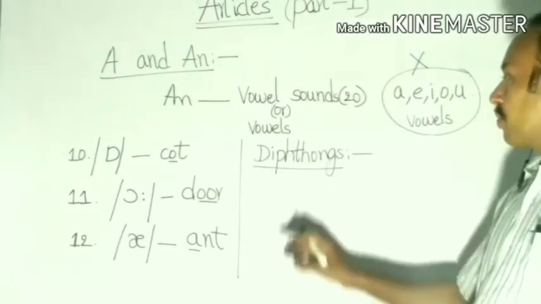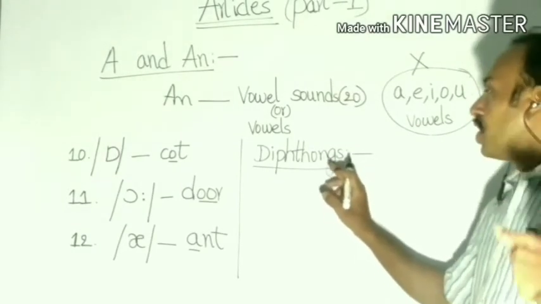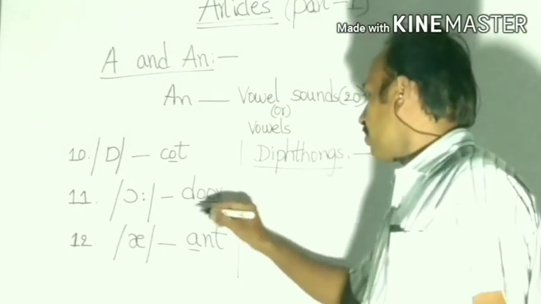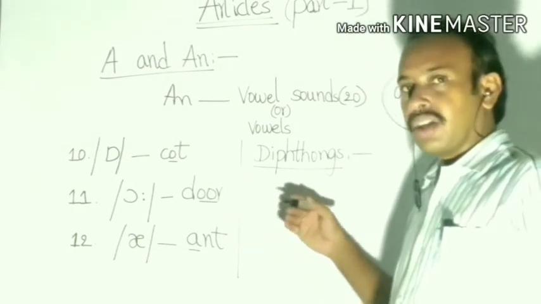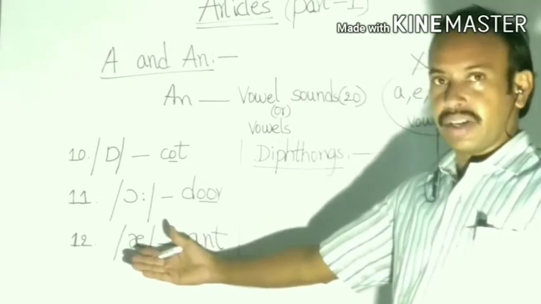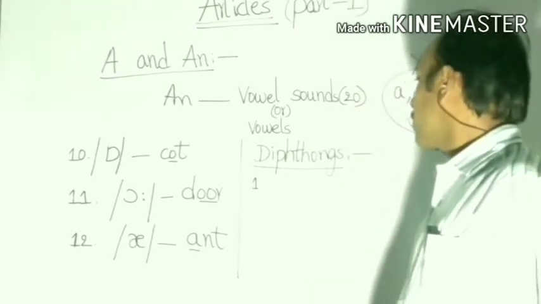Di means two, thong means sound. So two sounds are there in each of these diphthongs. We can continue the numbering because there are 20 vowels, as I said, and up to the 12th one I have written. So among the diphthongs, first one.